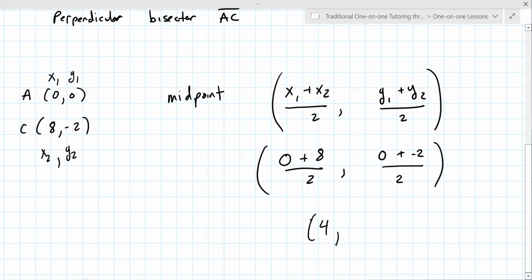So give me the answer. 4 comma, 0 plus -2 is -2, divided by 2 is -1. There you go. Now let's grab the points again, and we're going to find the slope.